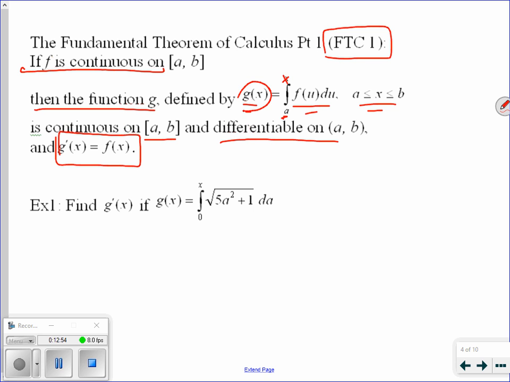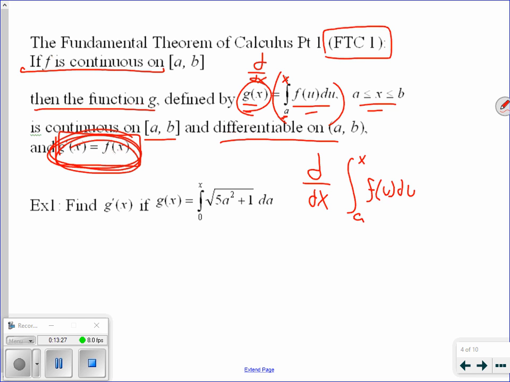And then here is what FTC part 1 says. If I were to take the derivative of the integral, it's like an inverse function. The derivative is going to undo the integral. So if I take the derivative of an integral from a to x of f of u du, the derivative and the integral cross each other out, and I'm just left with f of x. So literally, g prime, the derivative of the integral, is equal to f of x. That literally explains antiderivatives, how taking the derivative of an integral makes it go away.